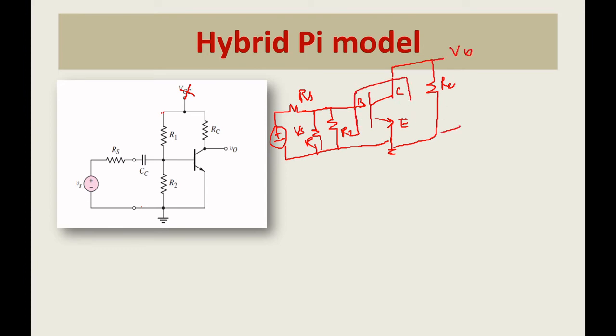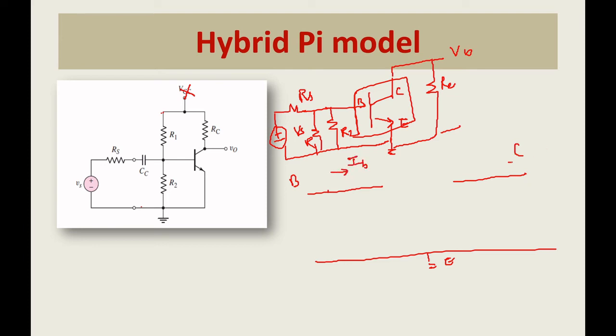I want to replace this transistor with the mathematical model. How will you replace it? The first step, put the emitter, then you have a base. So mark the current terminals. In between base and emitter you have a mathematical resistance r pi. This is the resistance between the base and emitter, and the drop across it is v pi.